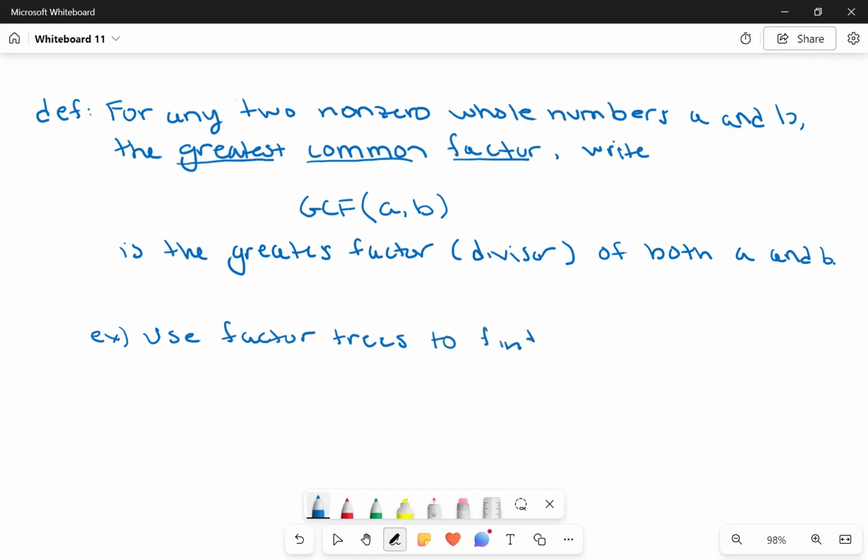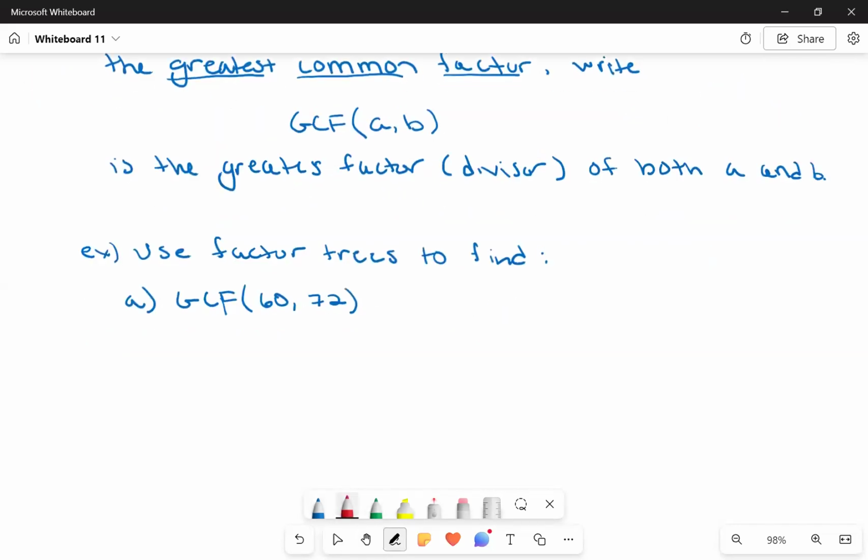To find, and here we'll do part A and B. So part A will be the GCF of 60 and 72. Okay, so I want to prime factor 60 and then prime factor 72. So let's do that first. So 60 is 6 times 10. And you can start anywhere. In fact, if you want to pause the video and do it, go ahead. 2 times 3, 2 times 5. All right, so there's the prime factorization for 60.